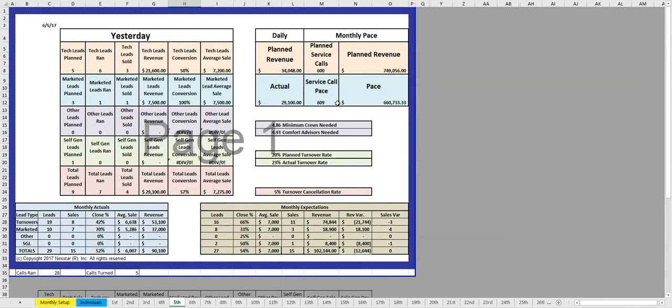So we are still pacing 609 calls. Doing well there. We should have sold 34. We sold 29. We still need 4.86 crews, 4.93 comfort advisors. We should have turned over 20%. We turned over 23. Look, our cancellation rate dropped. So that's good. So everything looks good here. You got a snapshot of your company. We should be at 102,000. We're at 91, so we're 12 off. We've actually made the exact amount of sales we need. Our average ticket's just low.